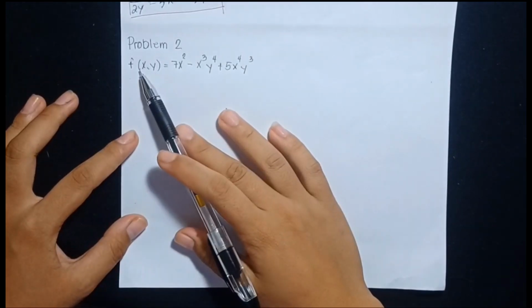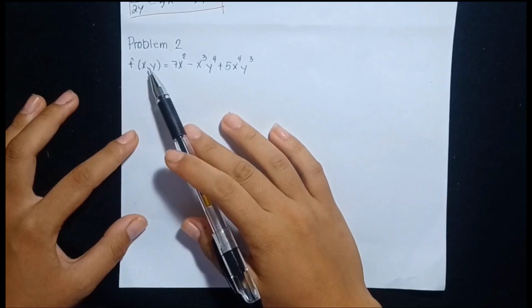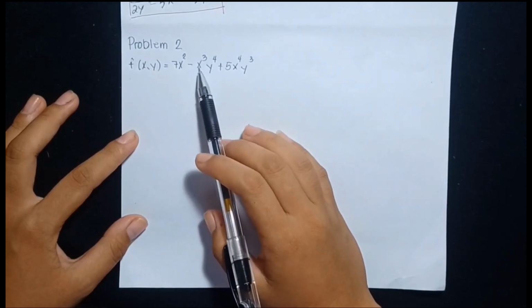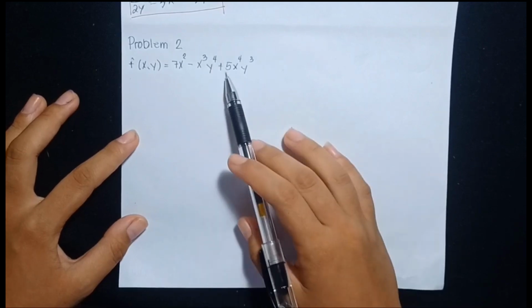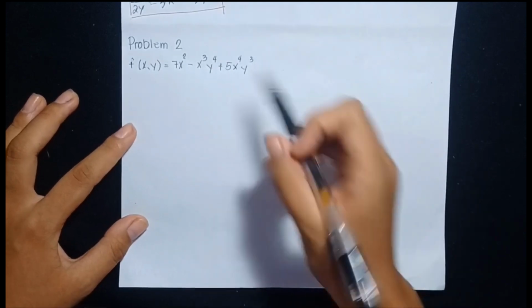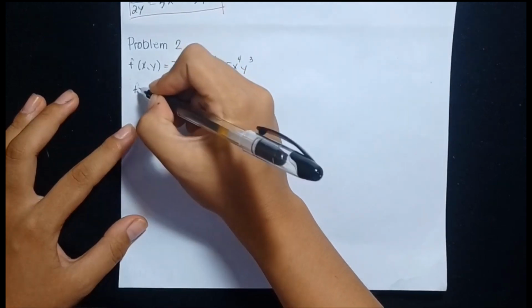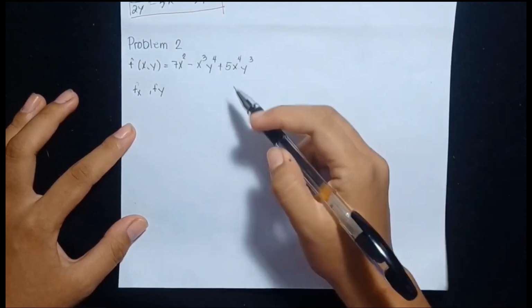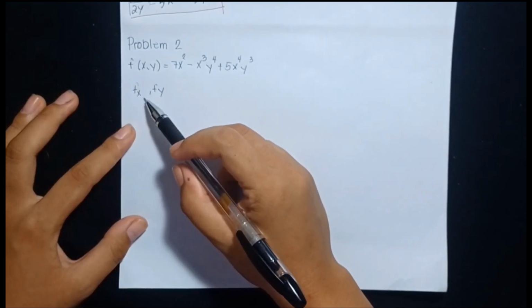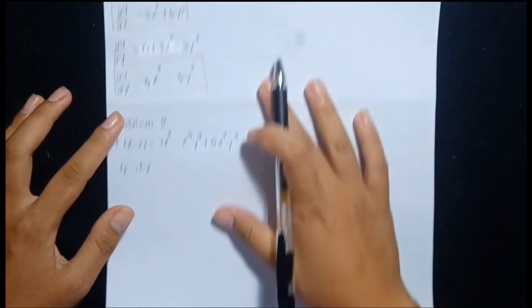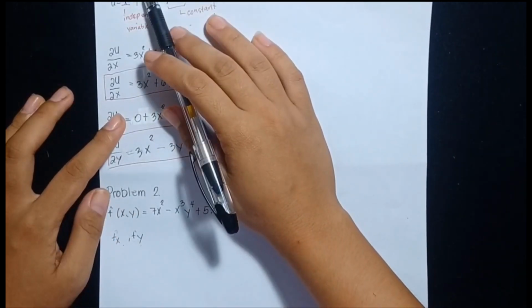Problem number 2. f of x comma y equals 7x squared minus x cubed y^4 plus 5x^4 y cubed. So we can use the f sub x and f sub y. The f sub x and f sub y are the same as the formula that we used in problem number 1.